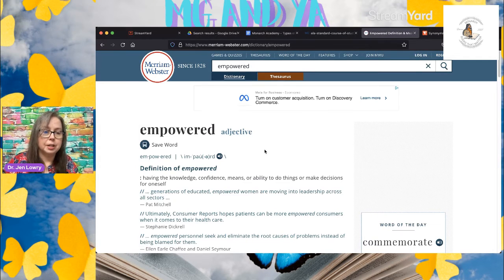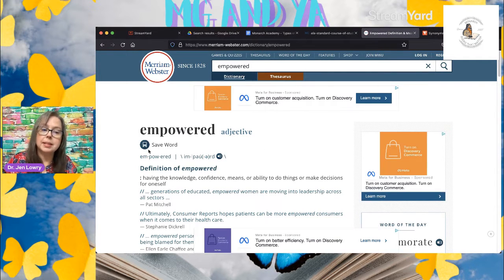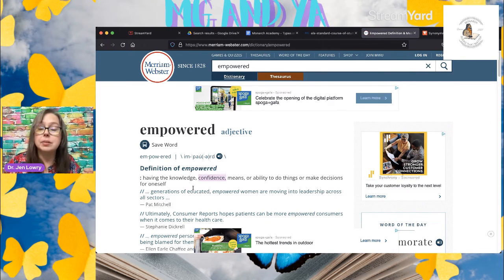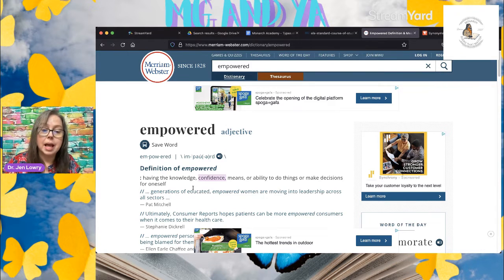All right, so we know it's an adjective. Okay, let's see. Oh, you can save the word. Having the knowledge, confidence, means our ability to do things or make decisions for oneself. So now we know that Ava is more confident in her abilities after being in the headmistress's presence, after being around her, after listening to her or asking or receiving advice. And so now when we are paraphrasing, we can look at these words, and I like that word confidence.